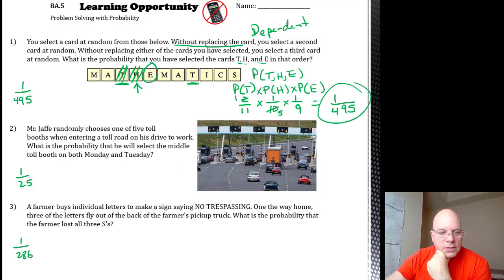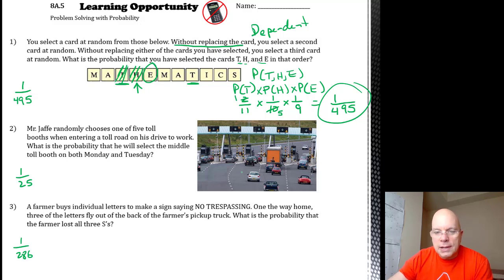Number 2, Mr. Jaffe. For some reason, this one always is one of the hardest ones. I've never quite understood why. Mr. Jaffe randomly chooses one of 5 toll booths. I know why. You don't have a lot of experience with toll booths, or at least not driving through them. Mr. Jaffe randomly chooses one of 5 toll booths when entering a toll road on his drive to work. So in other words, you have to go through these toll booths every day when you're going to work. You can go in any lane you want. What's the probability that he will select the middle toll booth on both Monday and Tuesday?